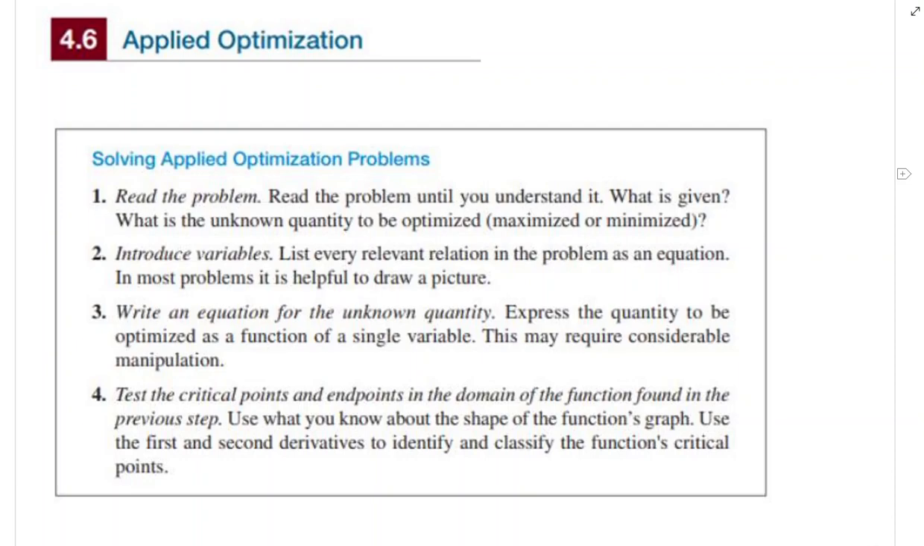Write the equation. In this case, when we're talking about optimization, we have to know the limits of where the function exists in the parameter that we're speaking of. So that is another important aspect of optimization. And of course, we find the critical points and the endpoints of the domain to make sure that we have optimized to the request of the question.